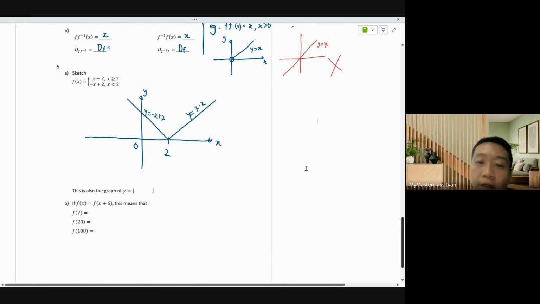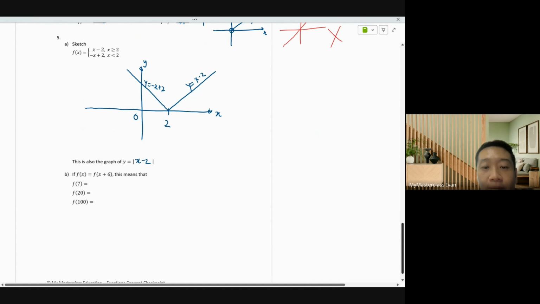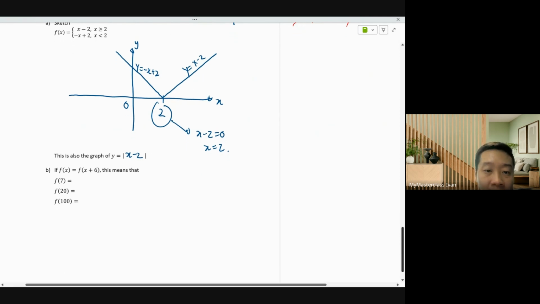Okay, so a graph like that also means the modulus of what, Jonathan? Yeah, x minus 2. Okay, it's the same as modulus. So the graph of a modulus consists of one positive part and one negative part. The turning point is always when x minus 2 equals 0, so x equals 2. Okay?